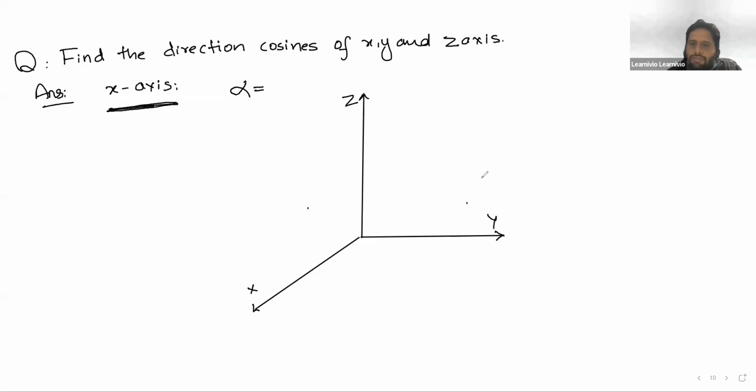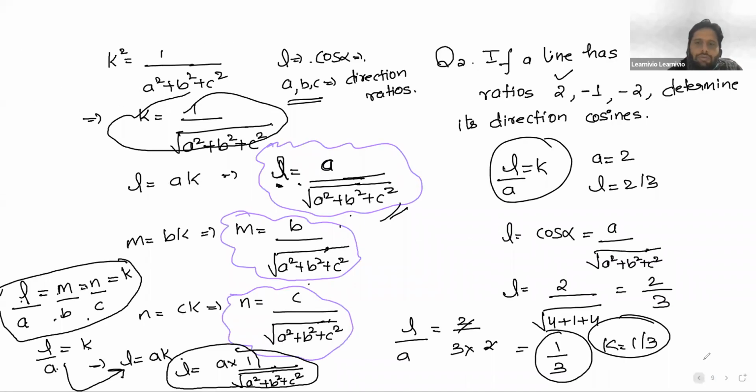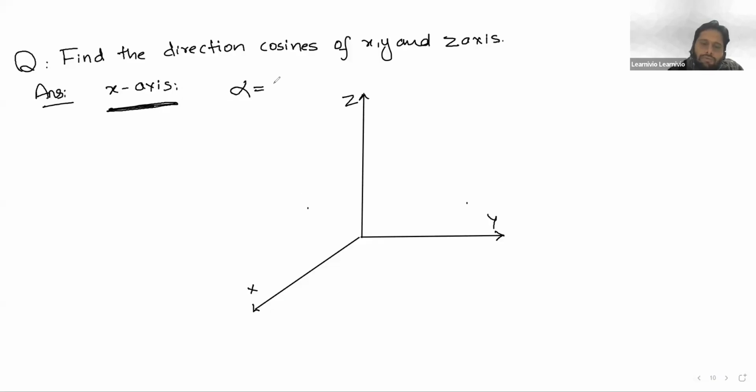Cos alpha is 2 by 3 for the previous one. Yes, that's correct. So here alpha is equal to 0 degree. Beta is equal to what? What angle will the x-axis make with y? 90 degree. Gamma is 90 degree. So all of you, please now share your answer. Tell me what the values of L, M, and N you are getting.